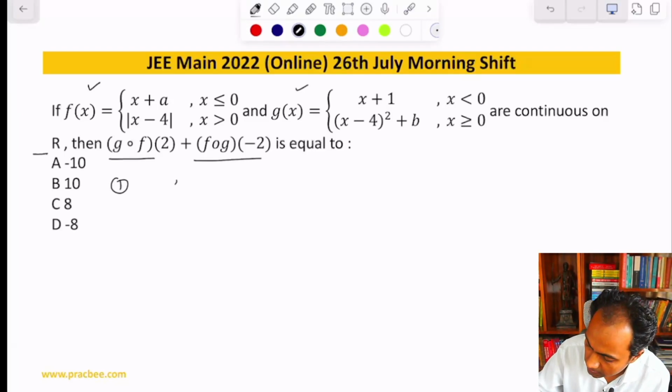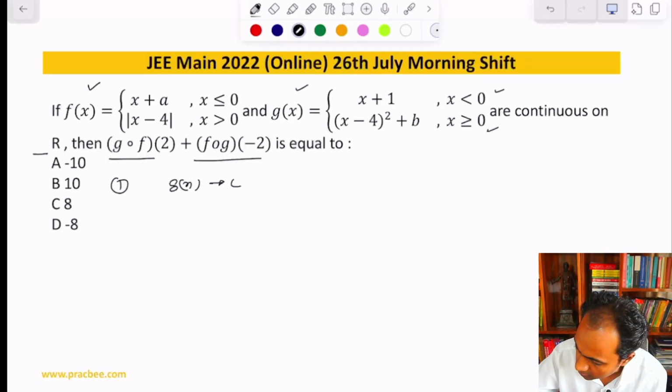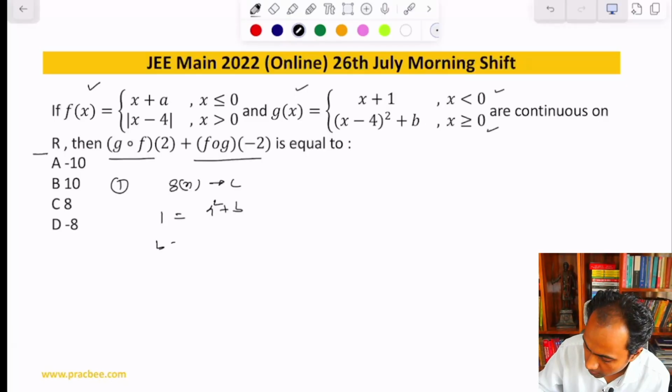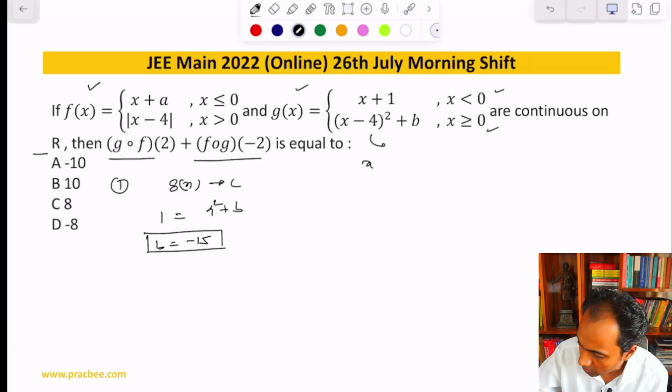for g(x). For g(x) to be a continuous function, it needs to be continuous at 0. If you put 0, the left hand limit comes out to be 1, and the right hand limit at 0 again becomes 4 square plus b. So the value of b comes out to be minus 15. So now you can see that this part of the function looks like (x minus 4) whole square minus 15.